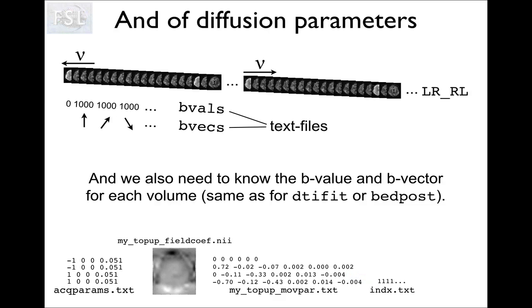Now, as you know, EDDY uses a prediction maker, and it needs to know the b-values, the b-vals, and the b-vectors, i.e. the diffusion gradient vectors, for each and every volume. So these need to be put in as well. So we have the b-vals and the b-vecs, and remember that is to be the b-vals and the b-vecs for all of these volumes, both in the left-right and the right-left direction.